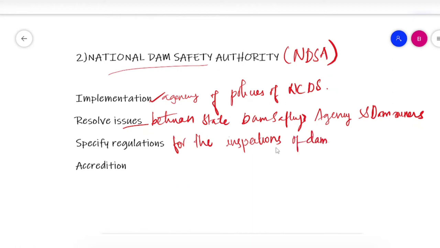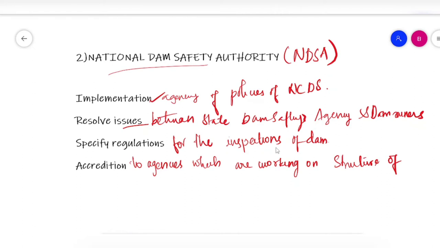And the other function is accreditation. This agency will give accreditations to agencies which are working on the structure of dams and their alteration.